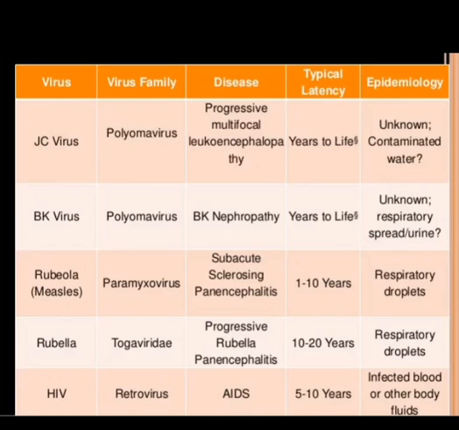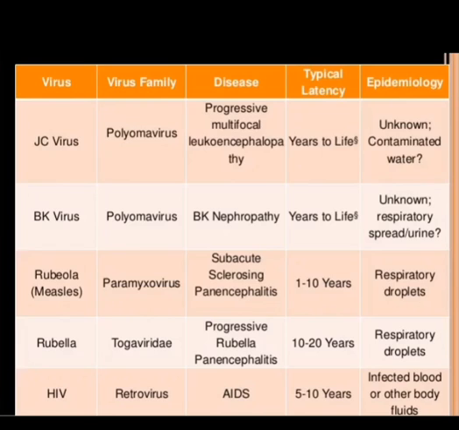The next one is rubella. It comes under the virus family Togaviridae. It causes progressive rubella panencephalitis, and the latency period is 10 to 20 years. The epidemiology is respiratory droplets.